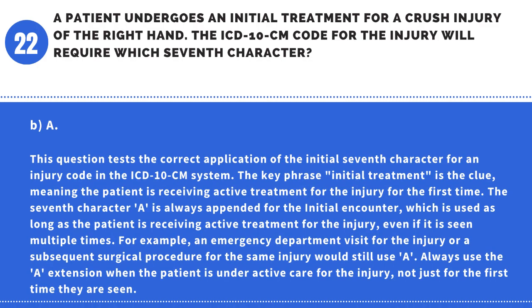This question tests the correct application of the initial 7th character for an injury code in the ICD-10-CM system. The key phrase, initial treatment, is the clue, meaning the patient is receiving active treatment for the injury for the first time. The 7th character A is always appended for the initial encounter, which is used as long as the patient is receiving active treatment for the injury, even if it is seen multiple times.